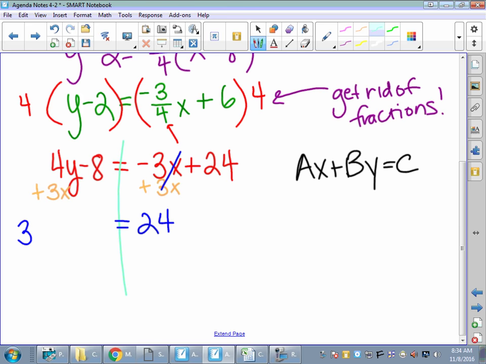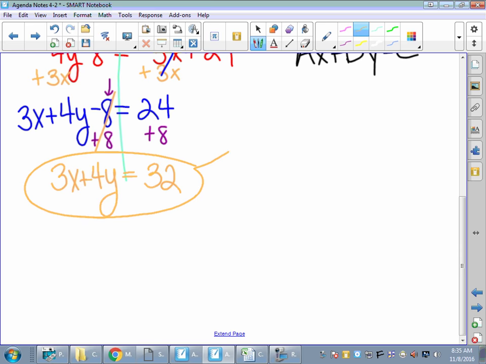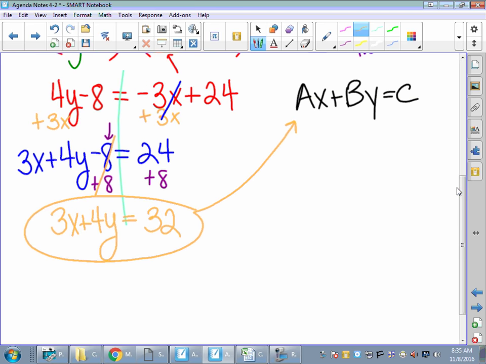On this side, I've got 3x, a positive 4y, and I still have that minus 8 because I didn't do anything with that. So now I'm going to have to get that 8, plain old number, sitting over there with the variables. So I'm going to have to add. And remember, the whole point is these guys cross out. So I've got a 3x plus 4y left on the left. And I've got a 32 when I do that math. There's my standard form equation. 3x plus 4y equals 32.